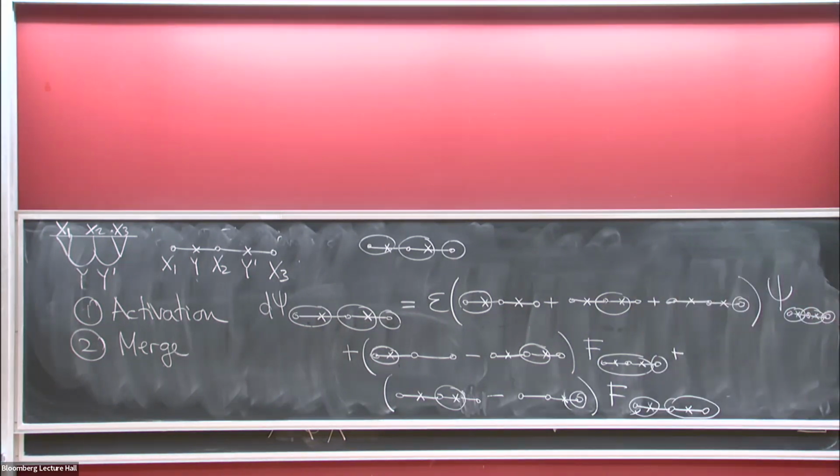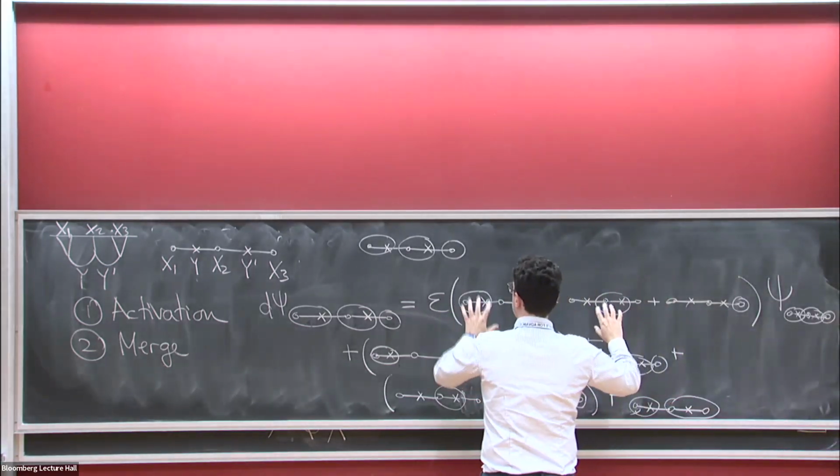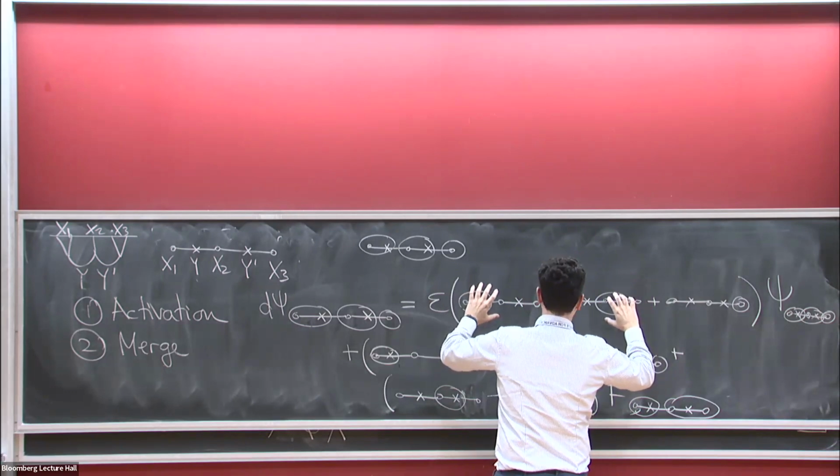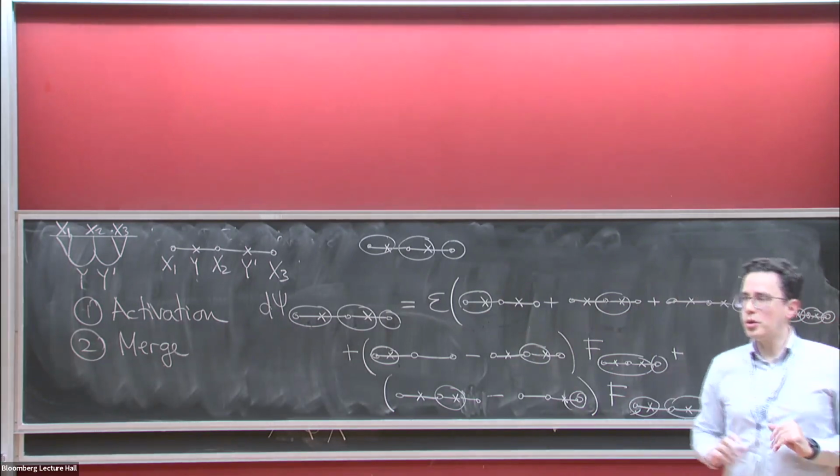Does d squared equals 0 follow purely from the rules, or do you need to know about the time integrals to get d squared equals 0? No, you don't need to. The only thing you need to know is that the ladders associated to adjacent tubes are related to the ladder of the merged tube. That's it. So you don't need to know.